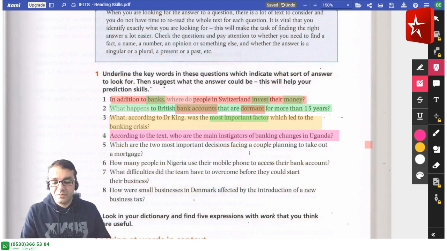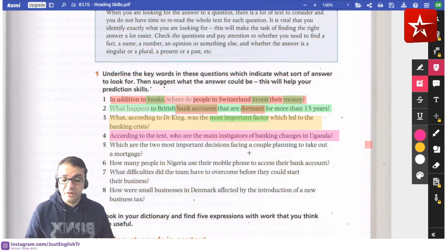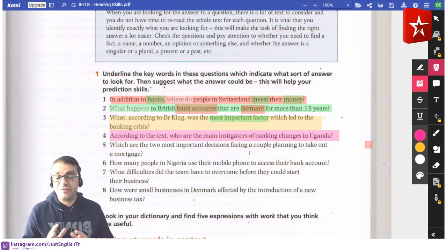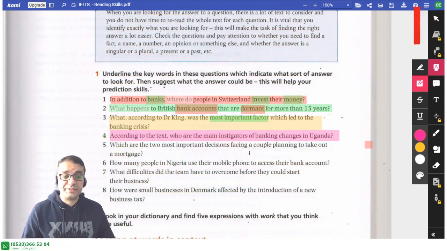Where is the keyword? Batuhan said Dr. King and factor. Well, Dr. King is mentioned many times, but factor is the correct one. Actually, factor is the keyword. That's correct.